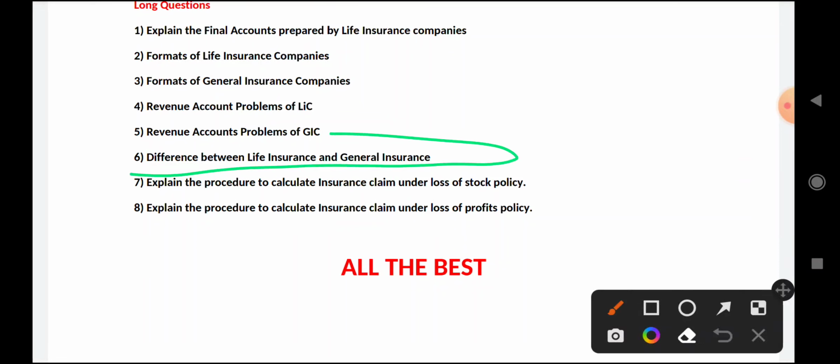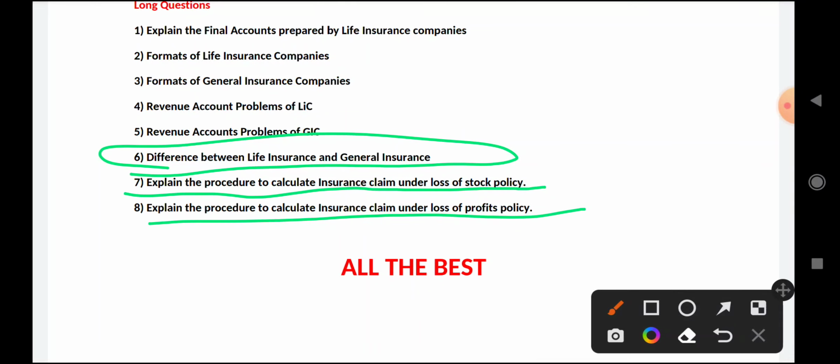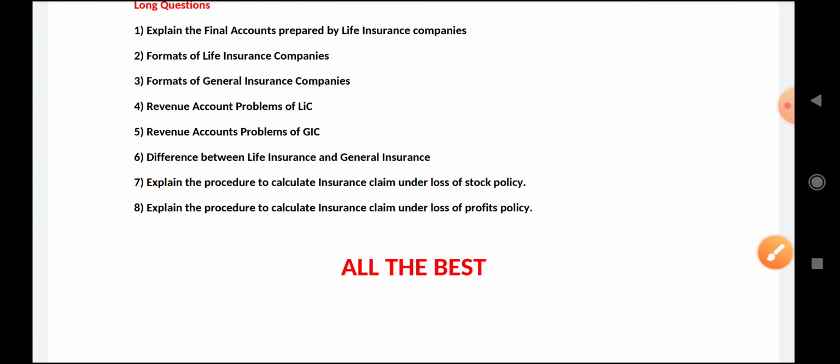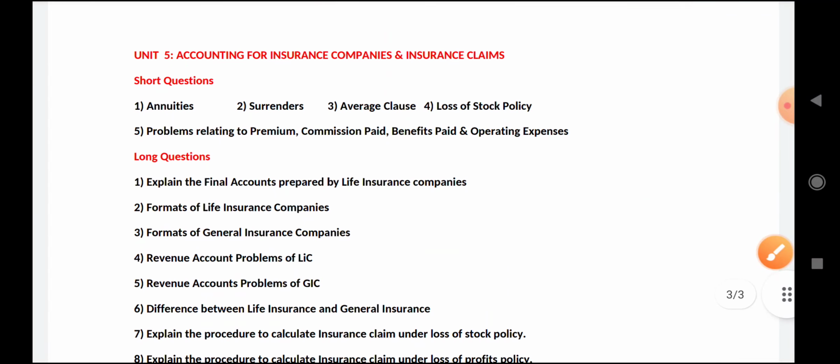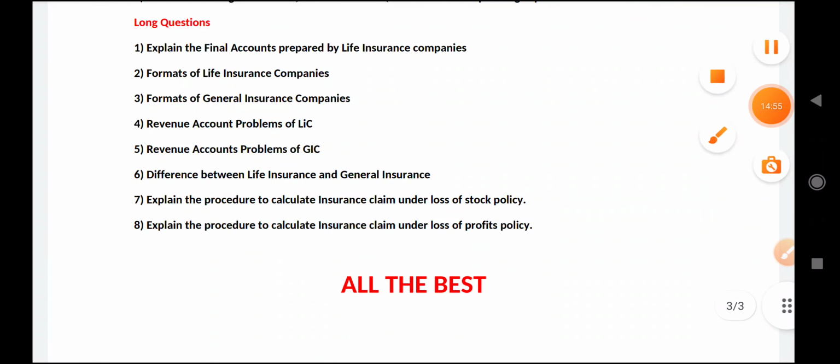Next, difference between life insurance and general insurance. Sometimes they may give this question. And explain the procedure for calculation of insurance claim under loss of stock policy. Explain the procedure for calculation of insurance claim under loss of profits policy. These are two questions very much you need to go through for the 5th unit. That's it.